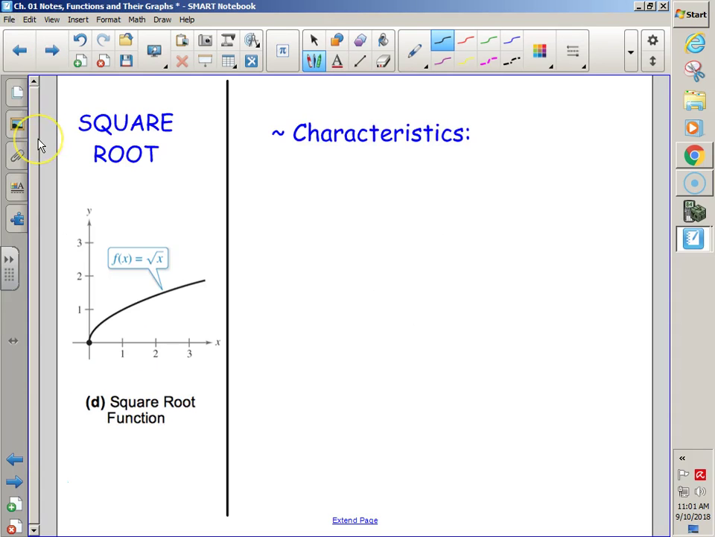Okay, square root function, otherwise known as the radical function. Sorry, maybe I should have used square root instead. Wrong name. Radical function is more general. You could have a squared root, cubed root, fourth root. So we're just keeping it basic, just the square root. That's okay. F of x equals the square root of x.